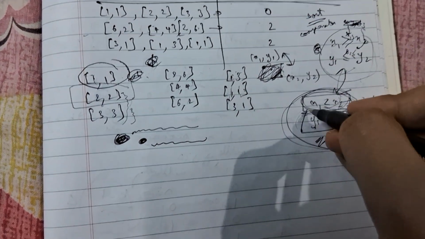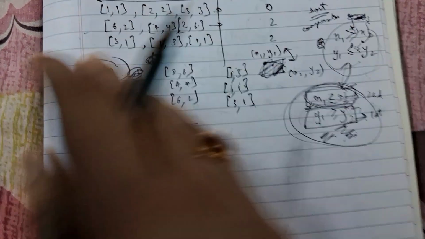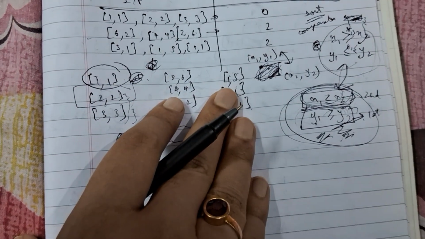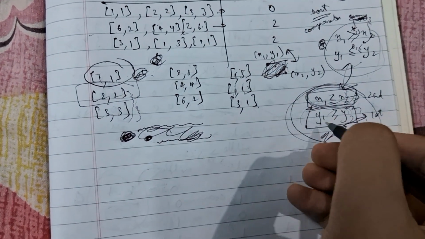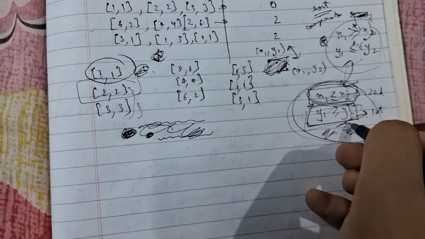Now x1 less than or equal to x2 is satisfied everywhere. What you have to do now is just check the y1 greater than or equal to y2 condition.